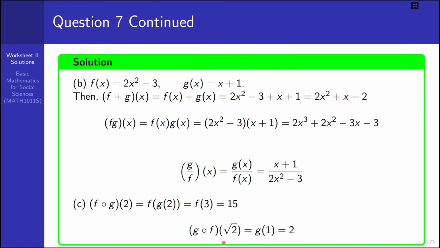And the last one, g composite of f of radical 2, is by definition g of f of radical 2. But f of radical 2, if you substitute radical 2 in the place of x within f of x here, the square of radical 2 is 2, 2 times 2 is 4, 4 minus 3 is 1, so that is g of 1, but g of 1 is 1 plus 1, which is 2. Therefore, g composite of f of radical 2 is exactly equal to 2.